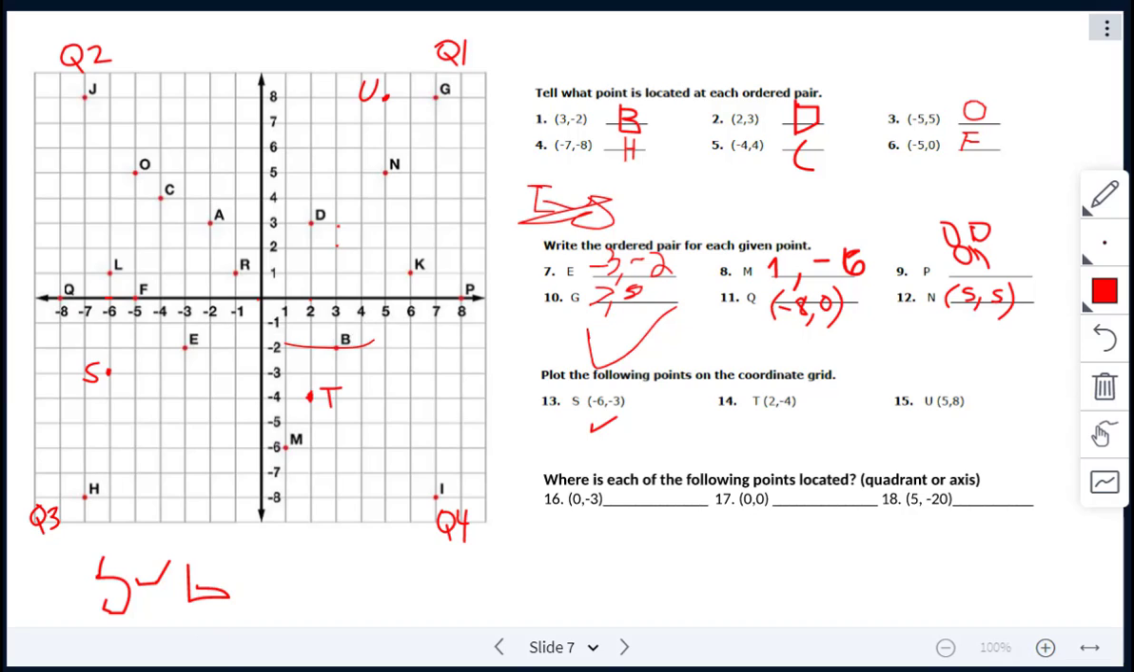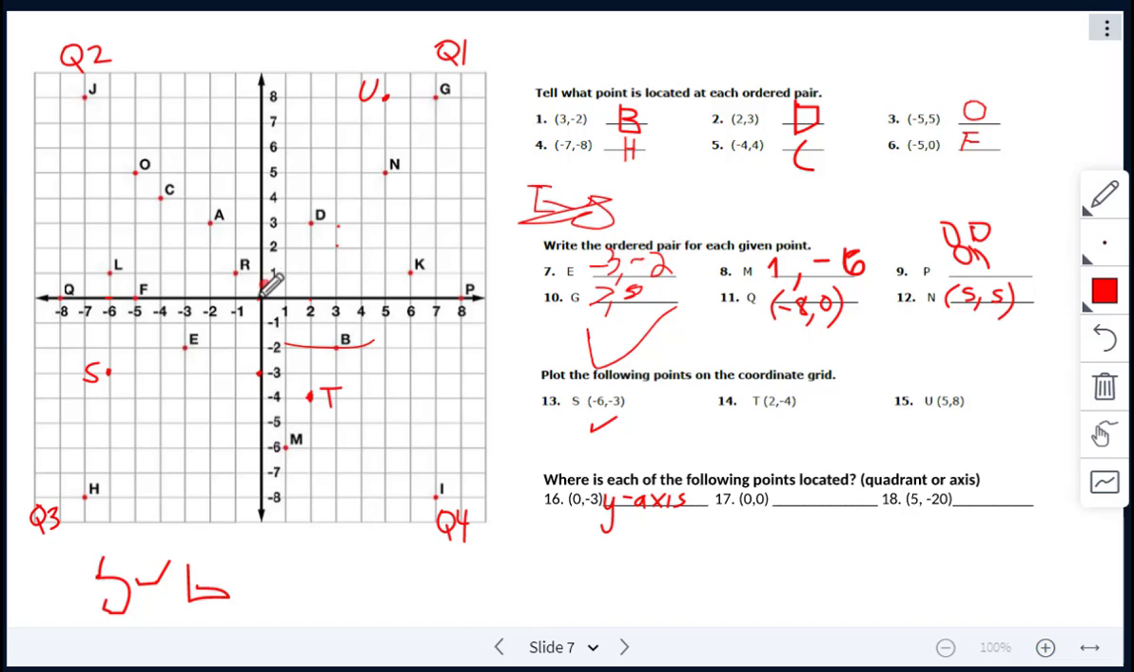So we've been working on getting all these questions done, and we're down at question 16. Where is each of the following points located? It's a quadrant or axis. The point is (0, -3). So (0, -3), the point is right here. It's on the y-axis. So we would just say that point is located on the y-axis.